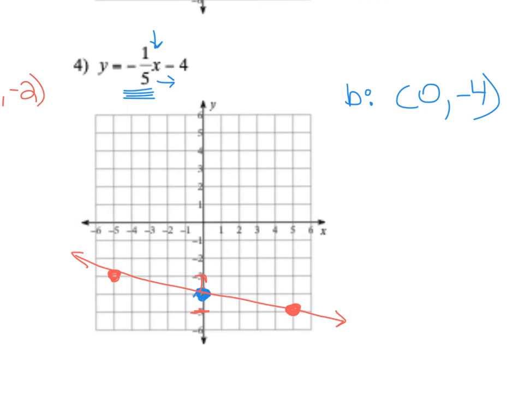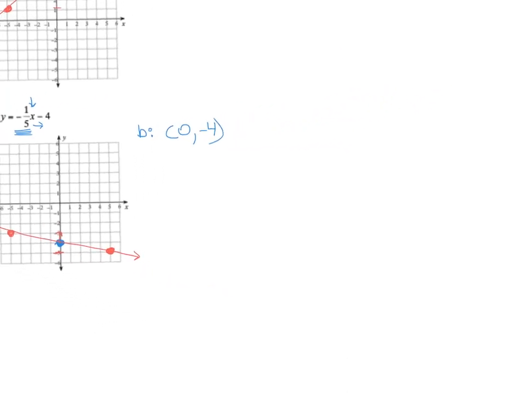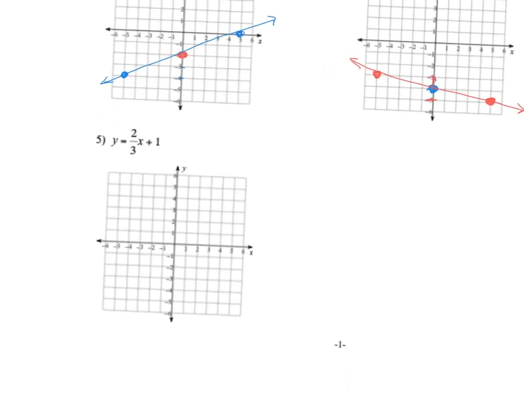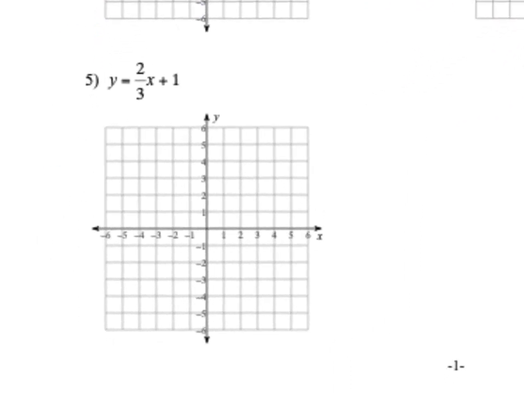All right, good job. We've got one more on this side, and that is going to be number 5. And for number 5, looking at our b value, we have +1. So where we begin is at 0, 1, and I'm going to put my first point on my graph. Now my slope is positive 2/3, so I shall go up 2 and to the right 3. So up 2, right 3. And I can do that one more time. Go up 2, right 3.